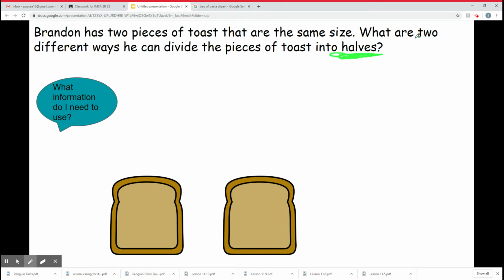I guess you don't want to get tricked, because halves is what? 2. We need to divide it into half. So I can just do it vertically, up and down, or I can do it horizontally, sideways. There we go. Or we can do it another way, though it might be hard because of the bread. We can do it this way too. Oh, there we go. So there's 2 different ways we can divide it into half.